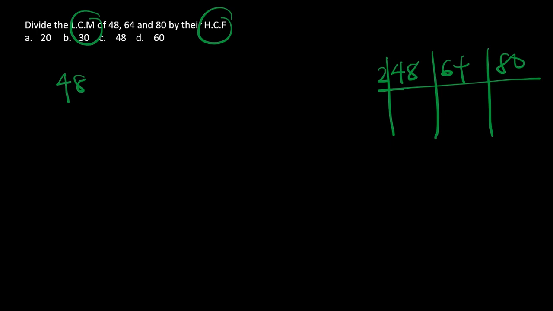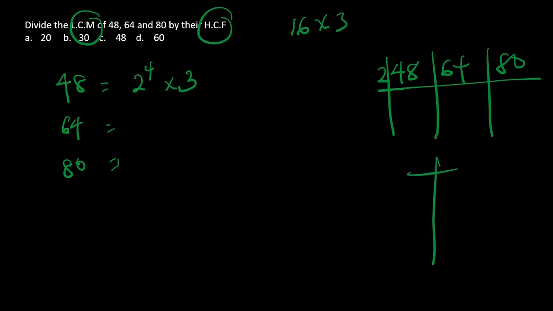The fastest way is to use the prime factorization method to solve this, because that's where you can do the LCM and the HCF at the same time. So for 48, I think you need to know your multiplication table very well. 16 times 3 will give me 48. So that's 16 times 3. I can condense it to 2 raised to the power 4 times 3. So this is what you would have gotten if you started doing your long prime.